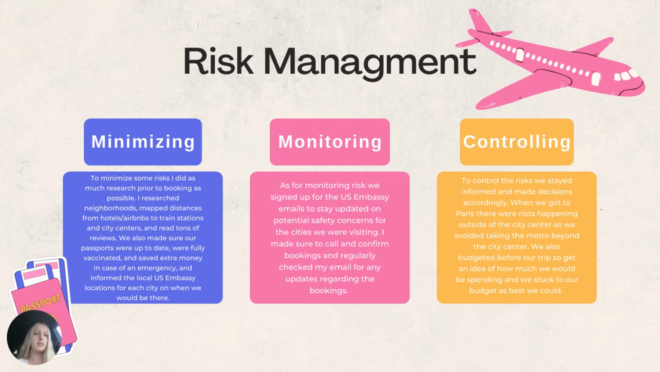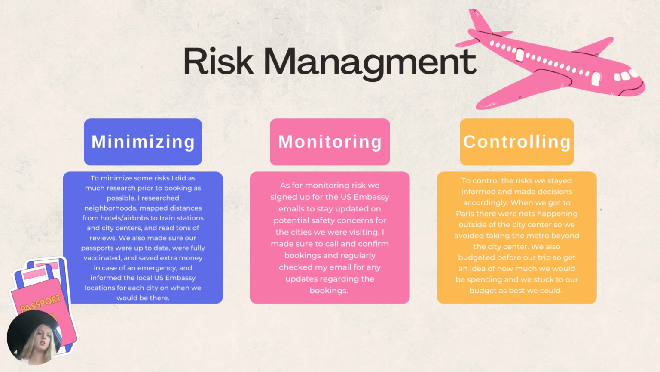So, as far as minimizing some of the risks, I did as much research as possible prior to booking. I researched neighborhoods, mapped distances from hotels and Airbnbs to train stations and city centers, and read tons of reviews. We also made sure that our passports were up to date. We were fully vaccinated against COVID and saved extra money in case of an emergency, and informed the local U.S. Embassy locations for each city on when we would be there and the general area of where we were staying.